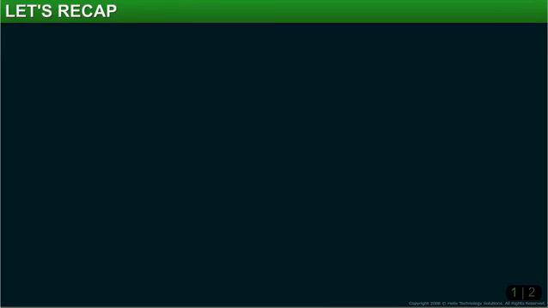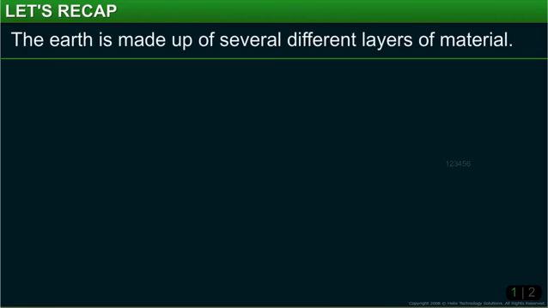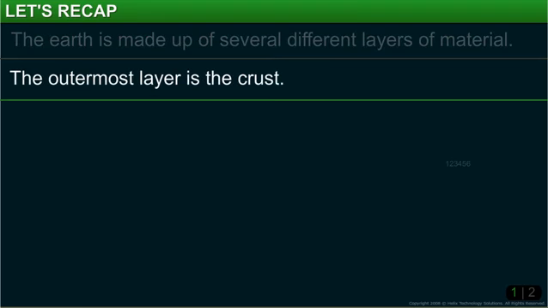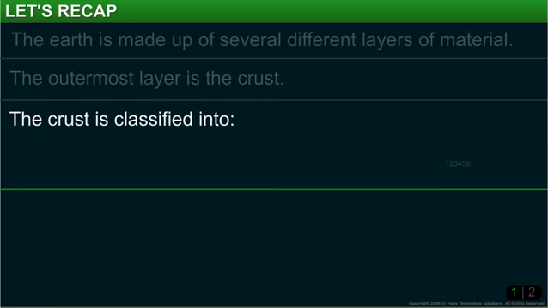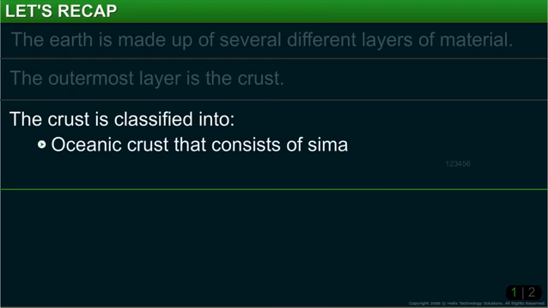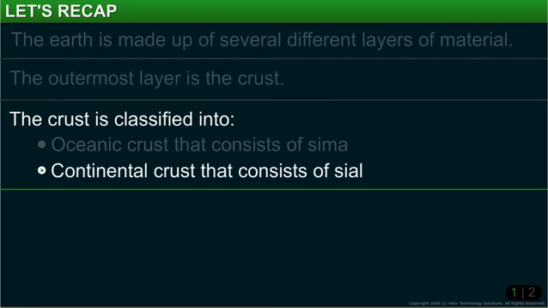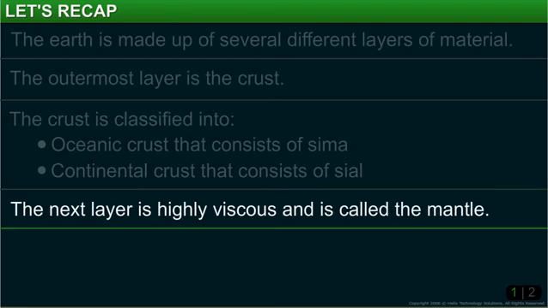In this module, you learn that the Earth is made up of several different layers of material. The outermost layer is the crust. The crust is classified into oceanic crust that consists of Sima, continental crust that consists of Sial. The next layer is highly viscous and is called the mantle.